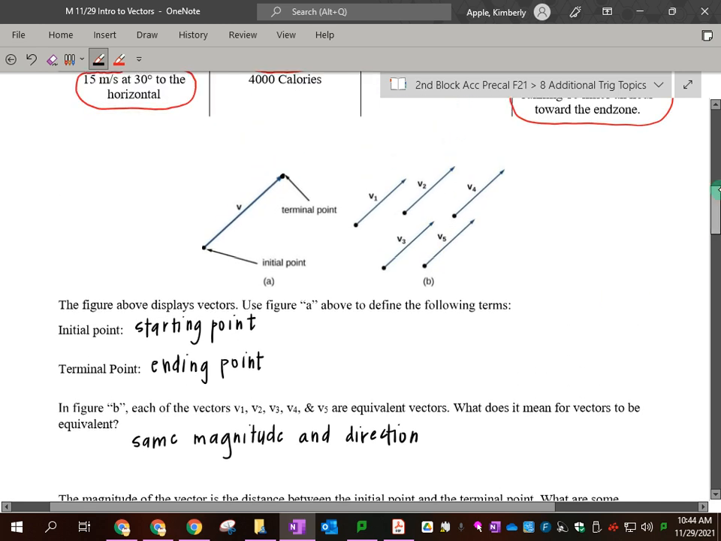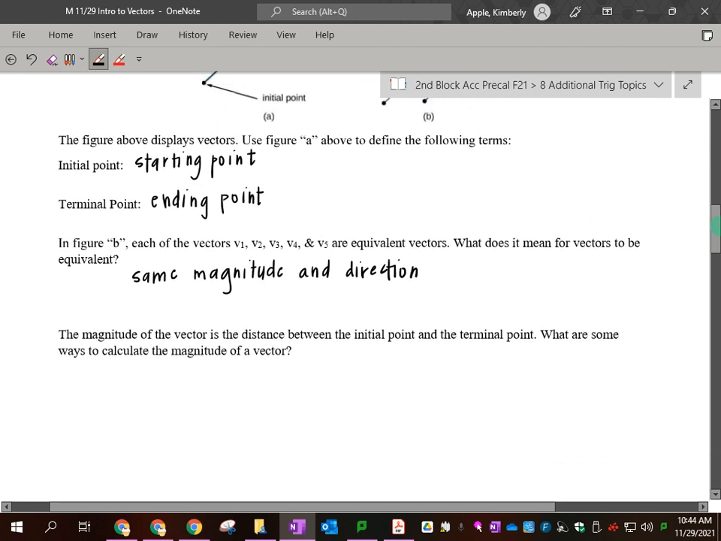And of course, all of these do. They're the same length from the starting to the terminal point, and they're all parallel. They all have the same slope. They're all going in the same direction. We haven't formalized how to indicate direction yet. That'll be done with an angle. We'll talk about that probably tomorrow.